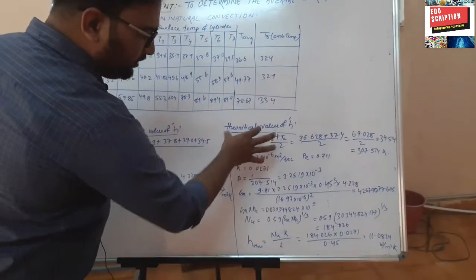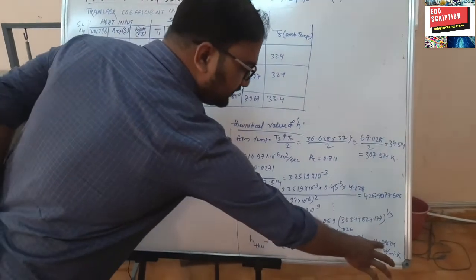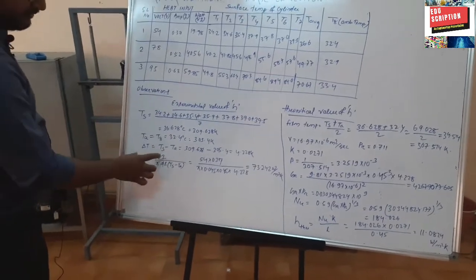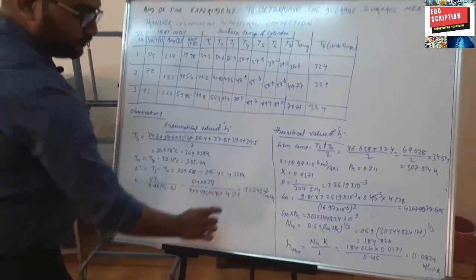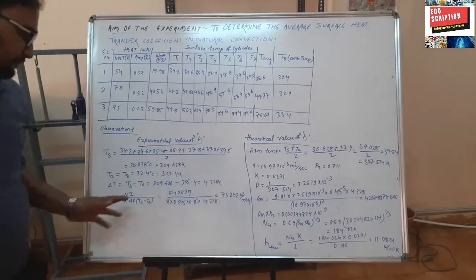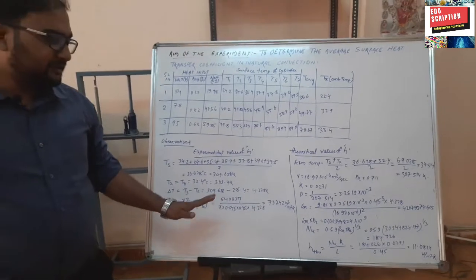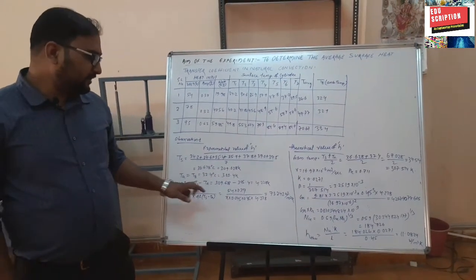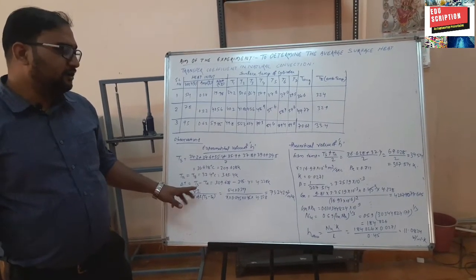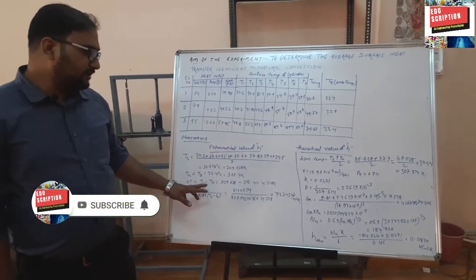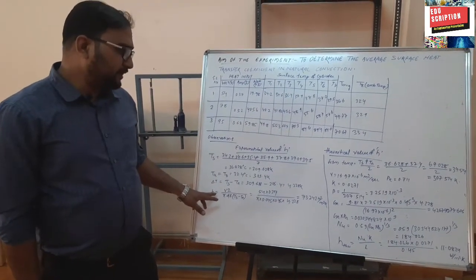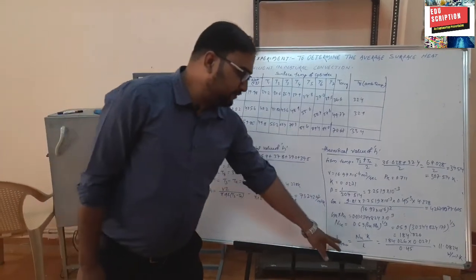Here we have found the theoretical value of H is equal to 11.0824 watt per meter square Kelvin, and the experimental value of H is equal to 73.242 watt per meter square Kelvin. It means that the H theoretical and H experimental values are not matching; they are not the same. But the thing is, due to some losses or some error in the insulation, great losses are happening in the test rig. That is why the H experimental value is very high compared to the H theoretical.